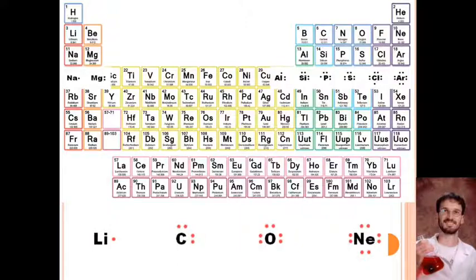Did you have 1 dot for lithium because it's in the first family, it's an alkali metal, 4 dots for carbon because it's in the 1, 2, 3, 4th column, oxygen is 2 more, so it's at 6, and neon is one of the noble gases, so it has 8 in its outer shell.